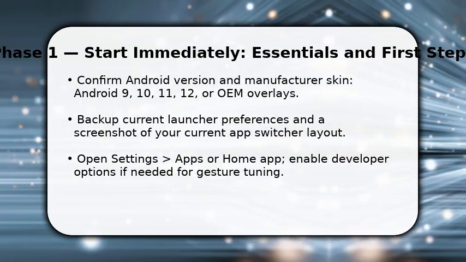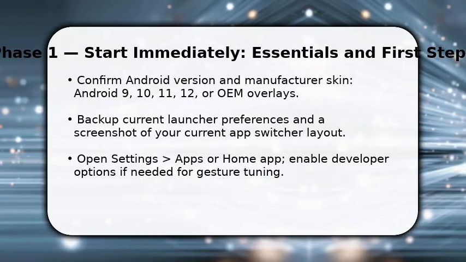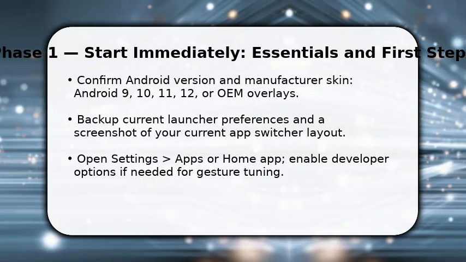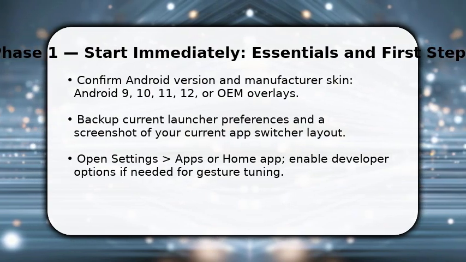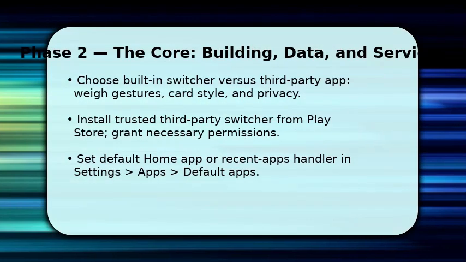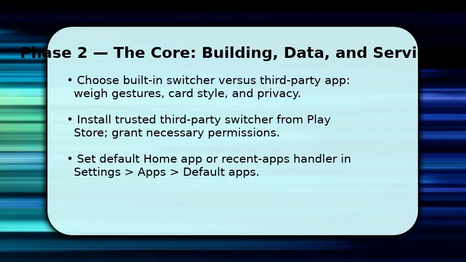Once done, make sure developer options are enabled only if we need gesture or animation tuning, because those controls let you customize transitions and memory limits. You now pick the implementation, built-in switcher for stability, or a third-party app for extra styles and gestures. If you choose third-party, install it from Play Store and grant only the permissions required.